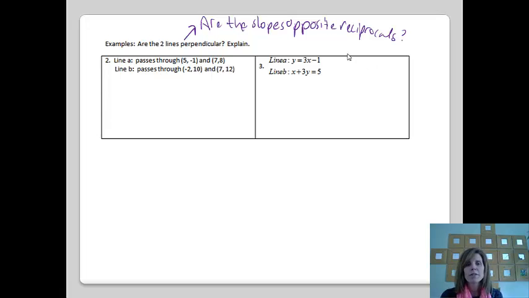If we can answer yes, then they are perpendicular. If we do not answer yes, then they are not perpendicular. Okay, so line A passes through (5, -1) and (7, 8). Line B passes through (-2, 10) and (7, 12).